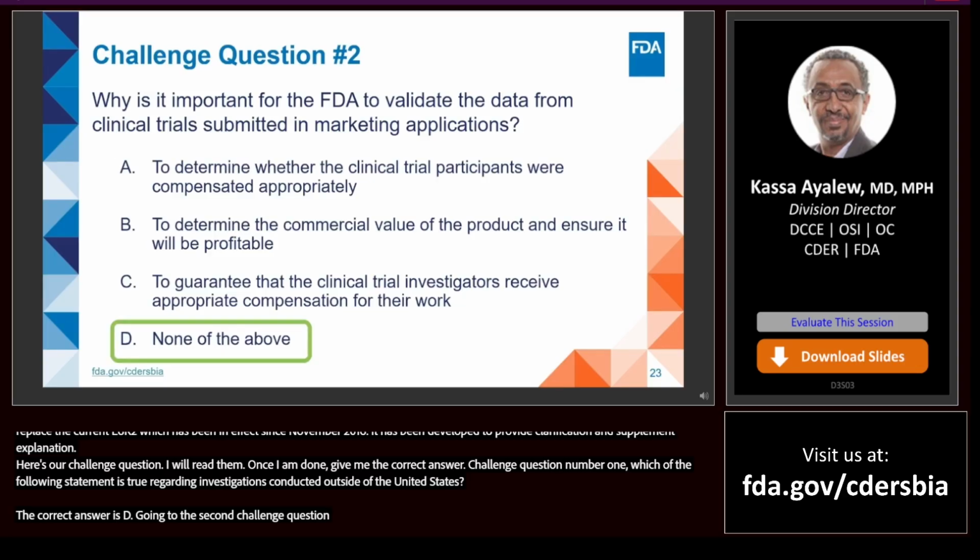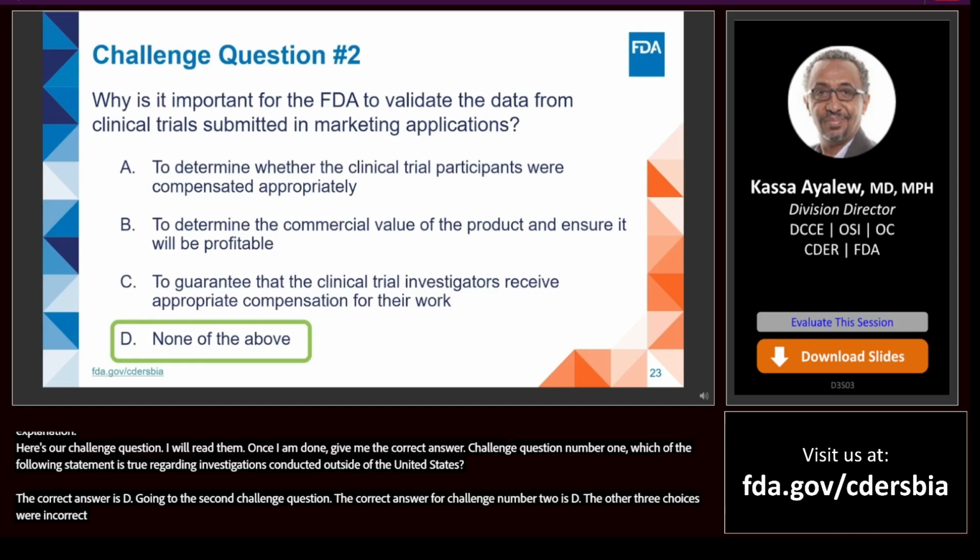The correct answer for challenge question number 2 is D. The other 3 choices were incorrect. The FDA validates the data from clinical trials submitted in marketing applications to ensure that the data are reliable for evaluating the safety and efficacy of the product.